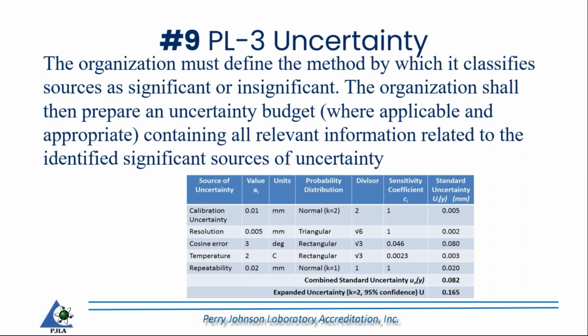So for you calibrators out there, probably a source of nonconformity may have to do with the uncertainty budget. So you must prepare an uncertainty budget whenever applicable and appropriate, containing all relevant information related to the identified significant sources of uncertainty. So it is required prior to being accredited that you have prepared these uncertainty budgets. These are reviewed during the assessment, and they need to be maintained. You'll see here they're not a one-time thing. It's not one thing you do to get accredited and sort of put up on the shelf and leave it.